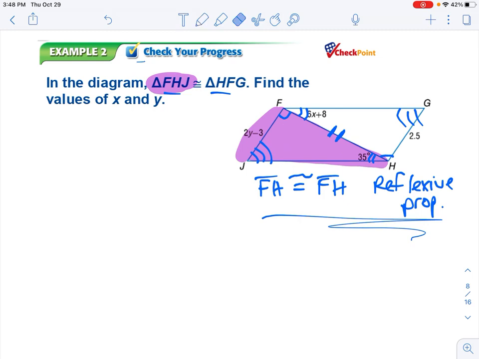Alright, now I know what I can set congruent to each other. So I know this 6x plus 8 really is congruent to 35. So I can solve.